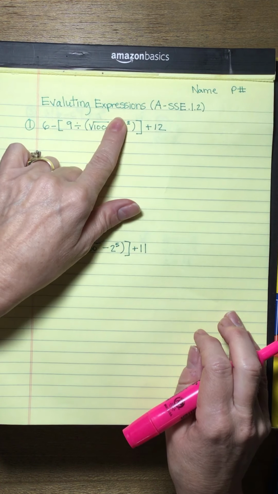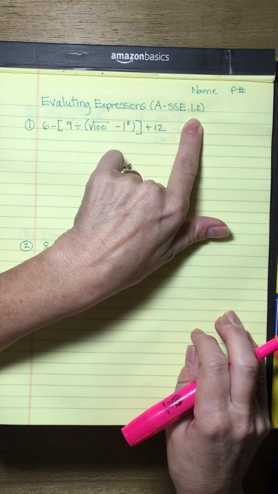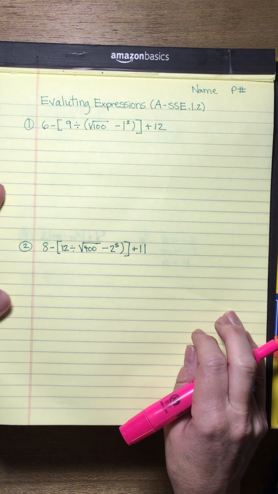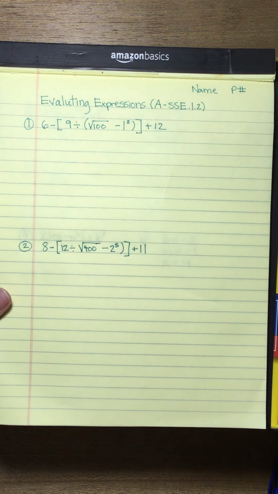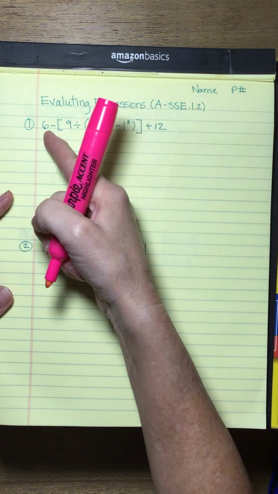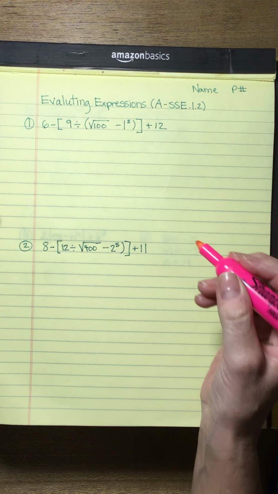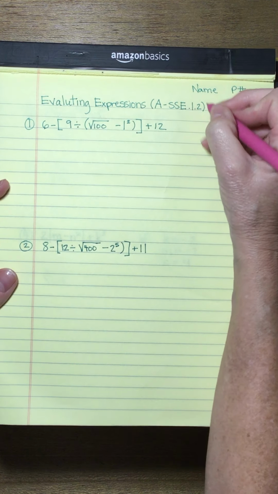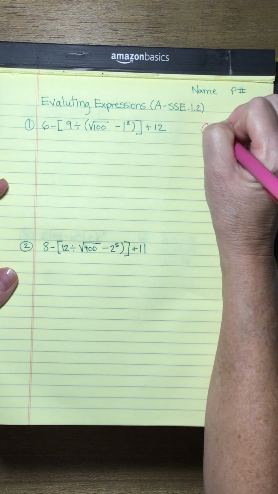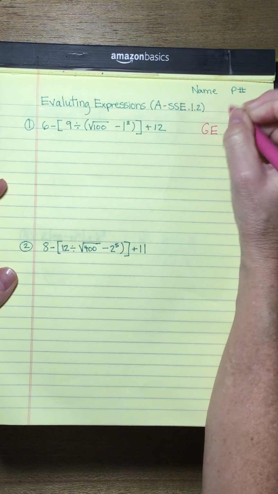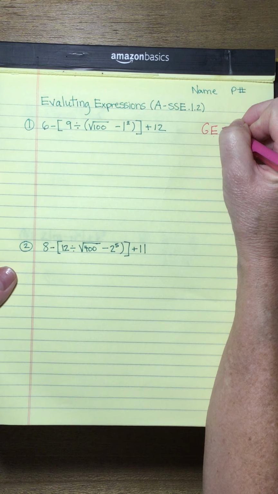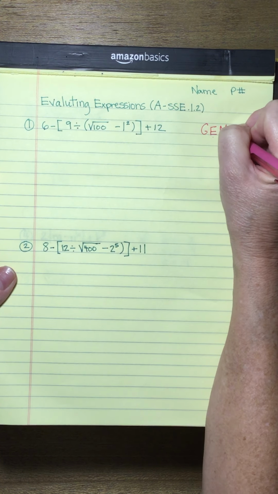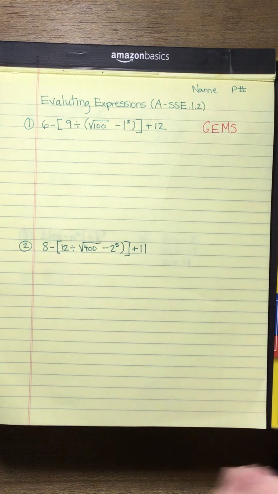So evaluating expressions, please title your paper like this with your name and the period number so I know where to put it in the grade book, okay? So we're going to look at this expression. And remember GEMS, we have groupings, exponents, which is also square roots, M for multiplication and also division, and S for subtraction and addition.